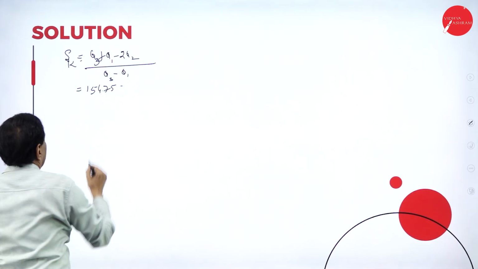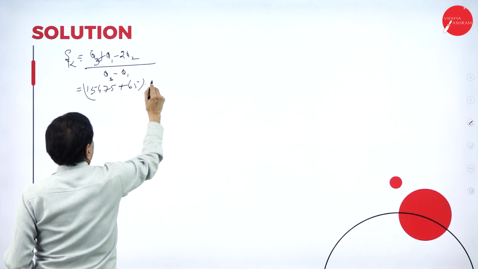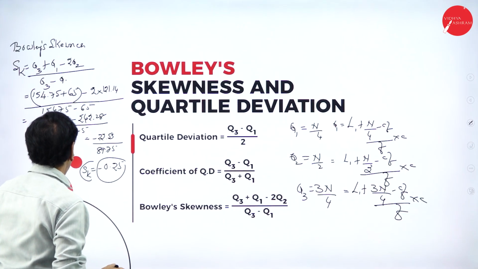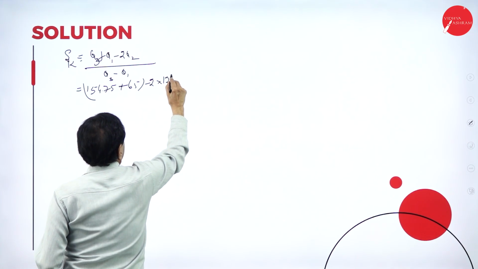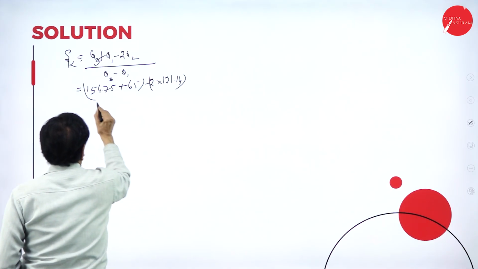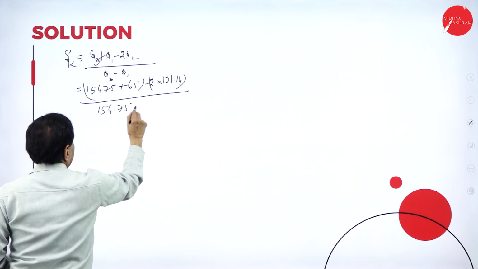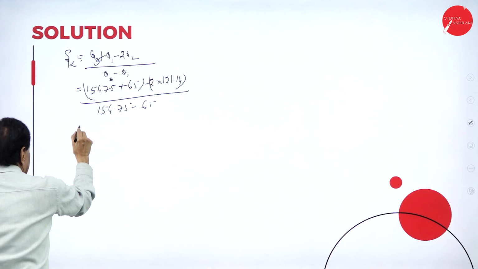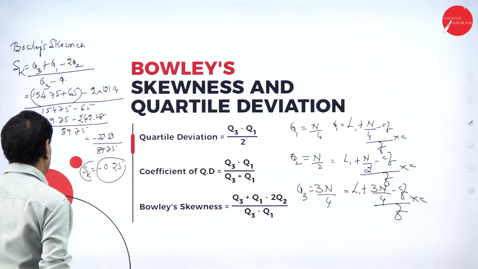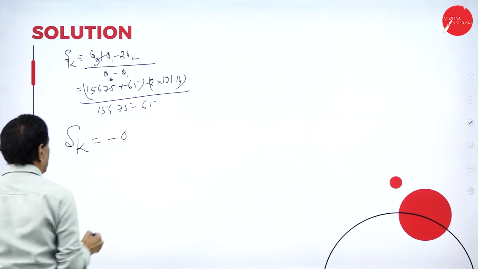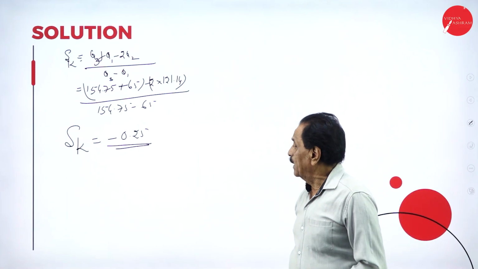154.75 minus 65, minus 2 into your Q2, 121.14, whole divided by 154.75 minus 65. So Sk is equal to, answer, your Sk is equal to minus 0.25. We'll move on to the next problem.